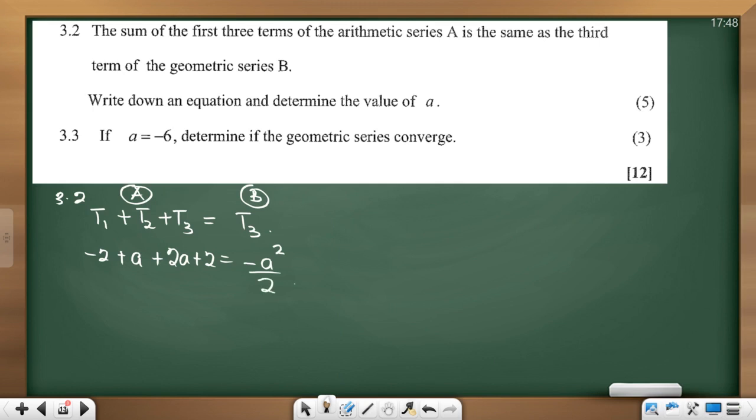Done. So for A, write down an equation and determine the value of A. So let's simplify. Oh, 2 minus 2 would give me 0 there. I have 3A equals negative A squared over 2. All right, I can simplify that. What would I have? 6A equals that.